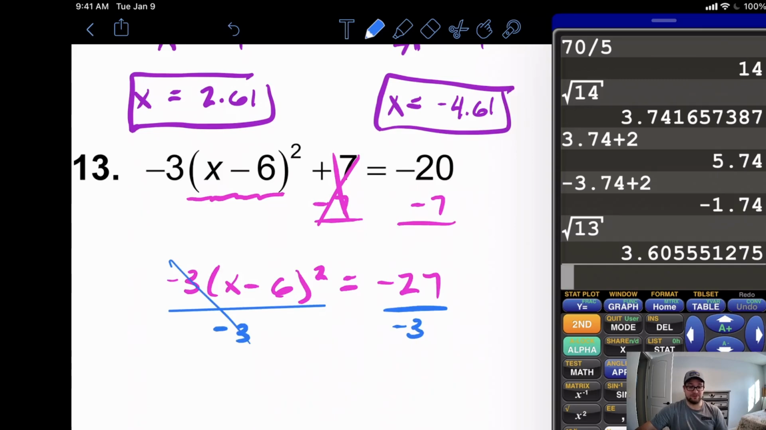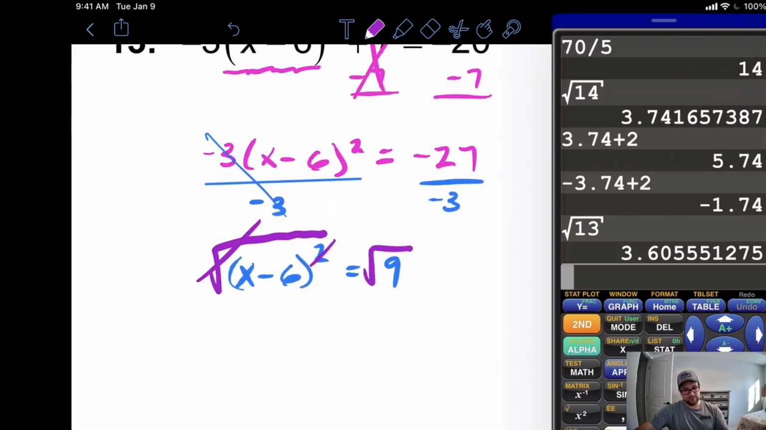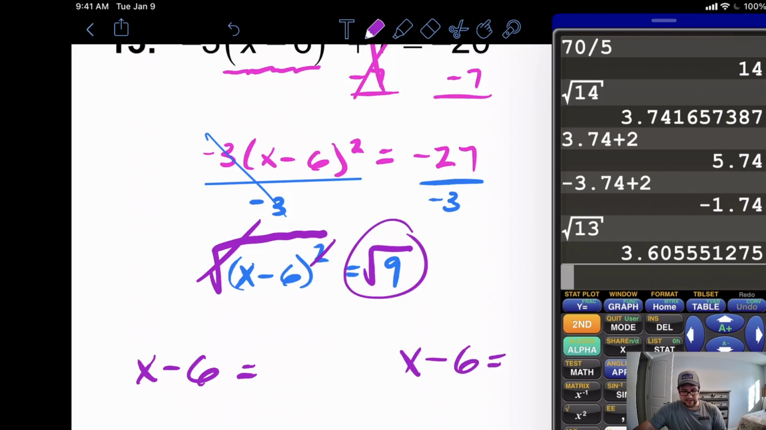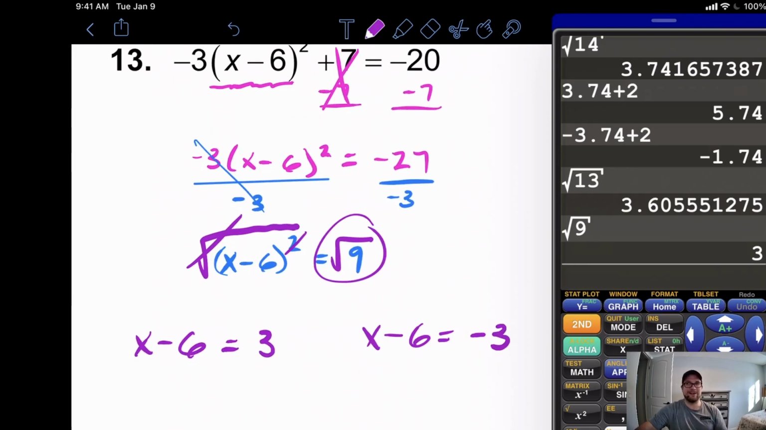These two pieces cancel each other off. So I'm just going to be left with x minus 6 squared equals negative 27 divided by a negative 3 is a positive 9. Now, to wrap the problem up, we want to take the square root of both sides because we got whatever was being squared alone. Now we know this and this cancel each other off. So I'm going to get x minus 6 equals and x minus 6 equals. Now what it equals is the square root of 9. The square root of 9, we find out, is equal to 3. So one of these is positive 3 and the other one's going to be negative 3.